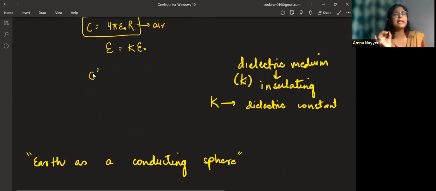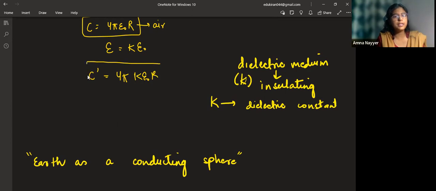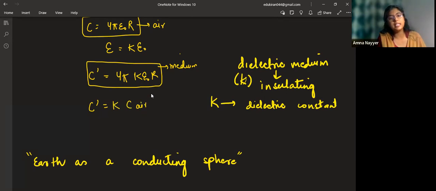I'm writing this as C dash, just to differentiate the capacitance in a new medium from the capacitance in air. So this is C prime, which is 4 pi. Now, instead of epsilon naught, we write K epsilon naught R. This becomes the formula in any medium. Depending upon the medium, you will have different values of K. So can you connect? C in any medium is actually K times the capacitance in air.